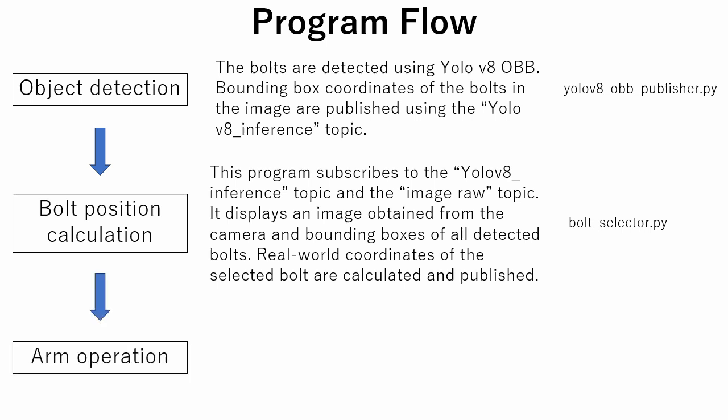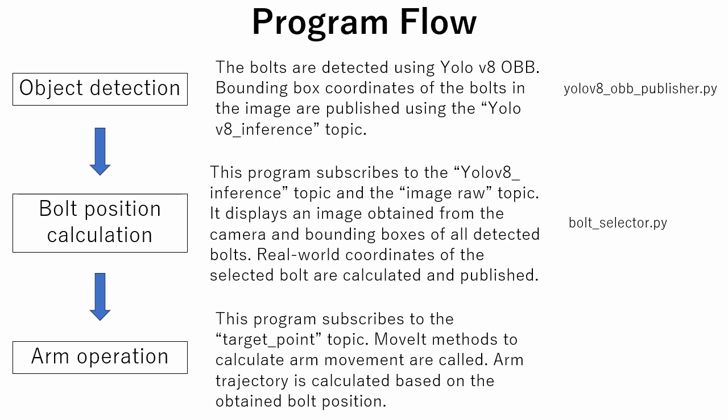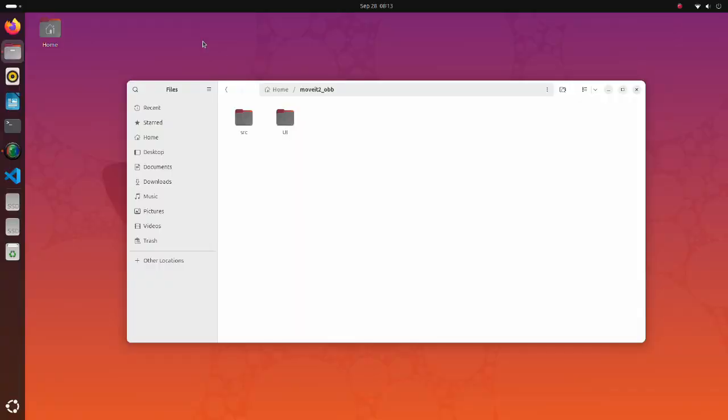Finally, we operate the arm. We use values of the target point topic to set arm goal position. Arm trajectory is calculated using the moveit-py library. This is done in the arm control from UI script. Now let's see the programs. Please download the MoveIt2 OBB zip file and extract it to your home directory.